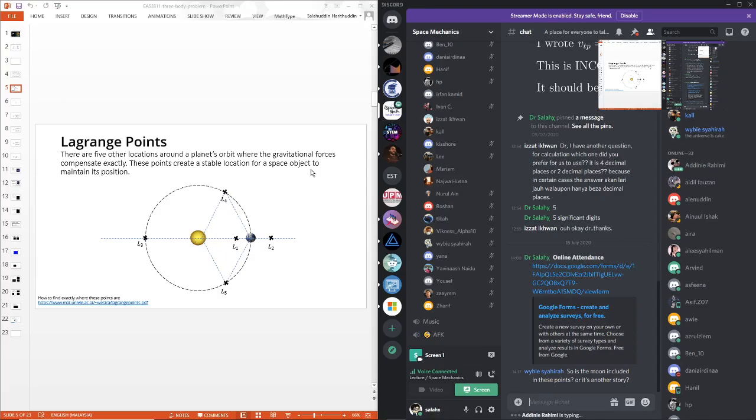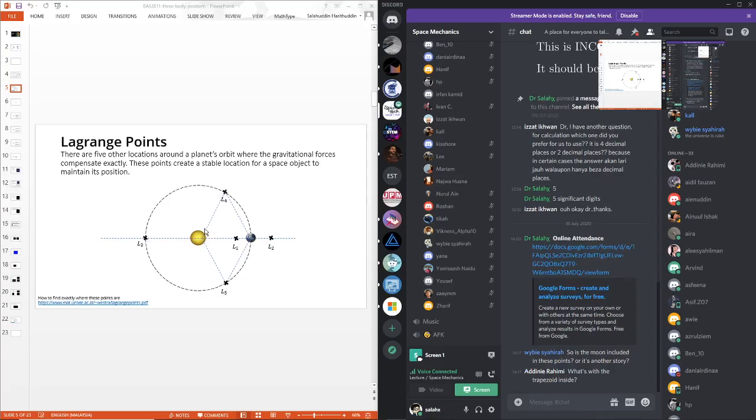Is the Moon included in these points? That's a good question. The Moon is not in either of these Lagrange points. The Moon is orbiting very close to Earth. If this is to scale, imagine the distance of L1 is about 1.5 million kilometers, and the orbit of the Moon is about 300,000 kilometers. So it's closer. That means these points are actually a lot farther than the Moon.